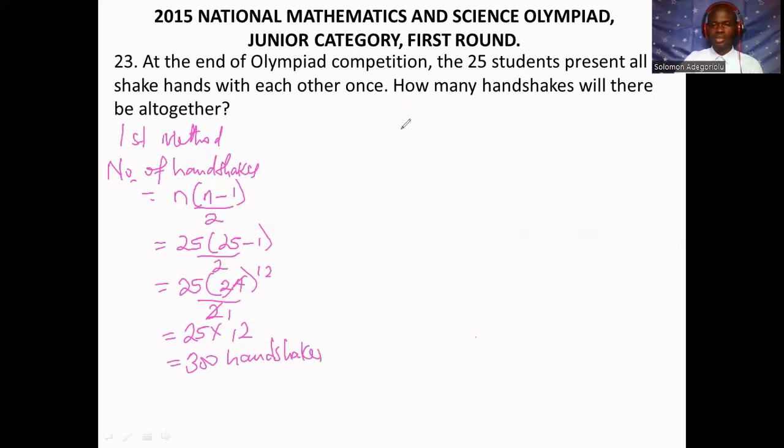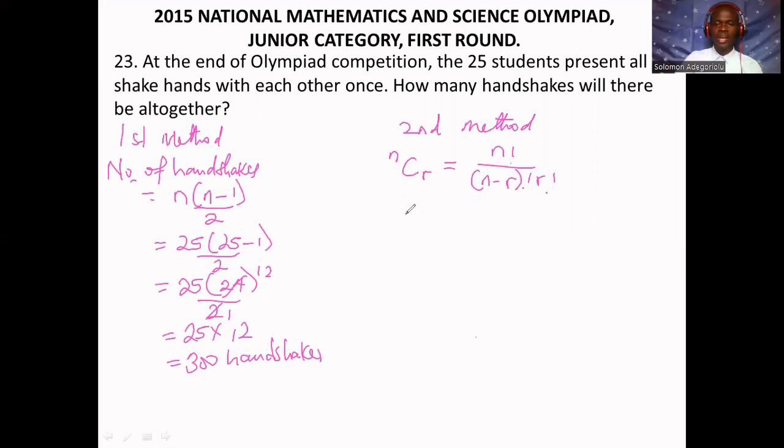Let's look at the second method. How do we go with this second method? Like I said, we're going to look at the combination method. n combination r is equal to n factorial over n minus r factorial, r factorial. Here, our n is the number of students that we have, which is 25, and the r is the number of people in a handshake. A handshake can only be 2 because it involves 2 people shaking hands together.